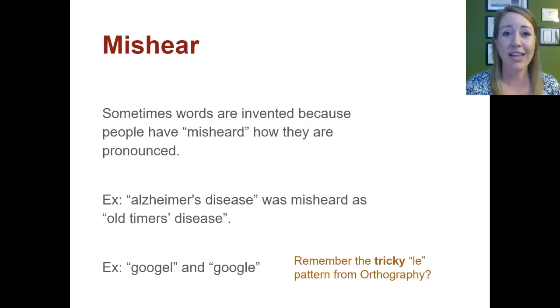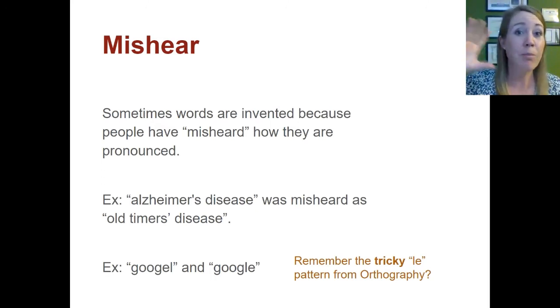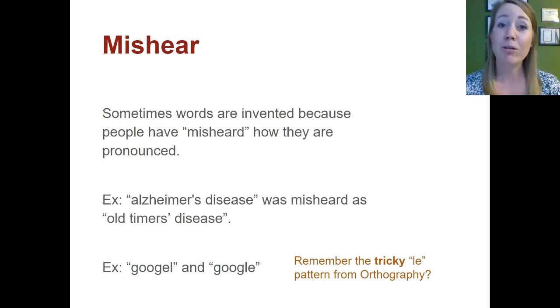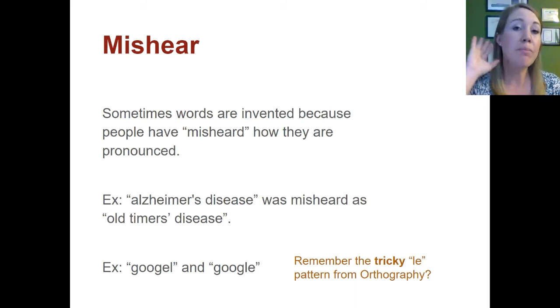Another way that words are created in English are from mishears. So literally people mishearing something, mishearing or misreading something. So here's a great example. The first one is that there's the disease Alzheimer's disease, and you've probably also heard people call it old-timers disease. Well, old-timers disease sounds a little mean, right? It actually didn't come about from a mean intention. It was a mishear of Alzheimer's disease. People literally misheard it as if someone was saying old-timers disease. So that is how that phrase entered the English language.